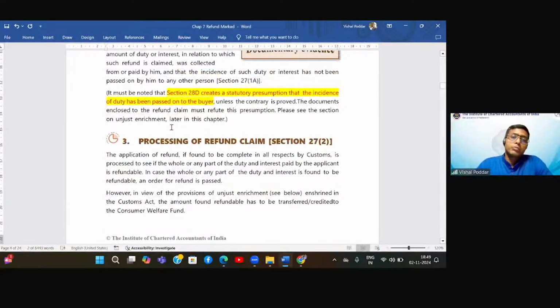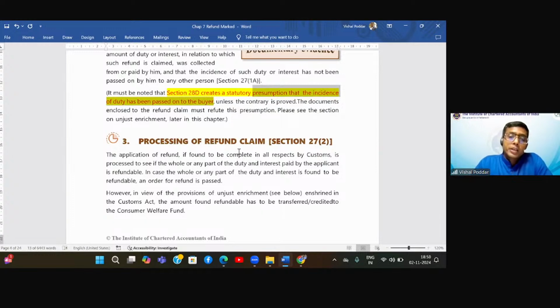Now, this is the most critical part, hence I have also made it red. Again, the law itself provides for something which is very critical for us. Section 28D of the Customs Act states that the law itself is presuming. What is it presuming? That if you have sold these goods, the customs duty which was paid at the time of import has been passed on.